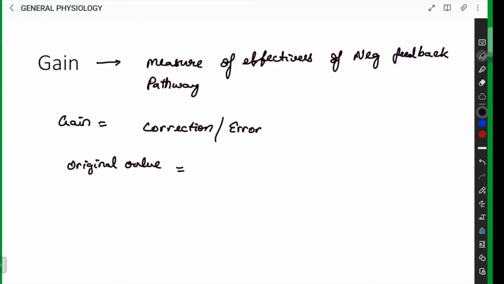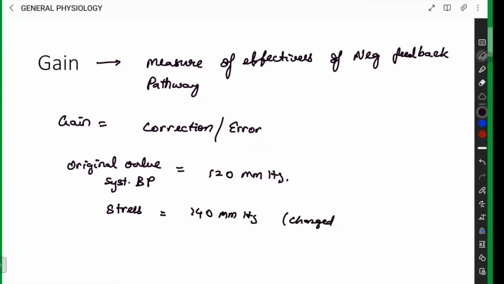Let me take the systolic value alone. So the systolic BP value is going to be 120 millimeter of mercury. This is the original systolic value. Now, because of some stress or some emotion, what happens? You are going to have 140 millimeter of mercury. This is your changed value.